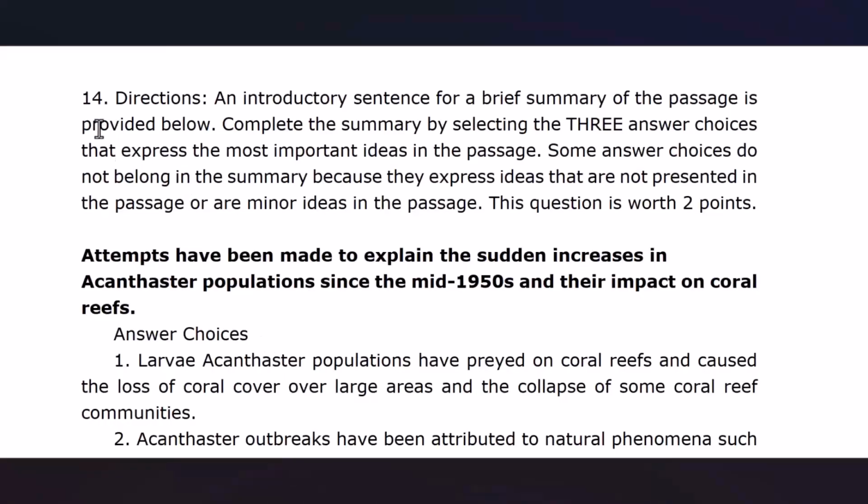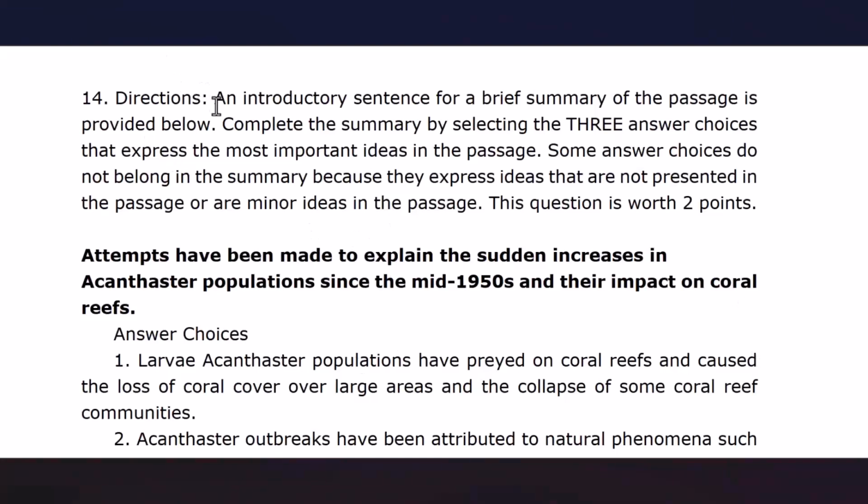All right, this is question 14. This is the famous summary question that you may find challenging, as I have received plenty of complaints from my students about how to handle this question. Okay, I'm here to help you.